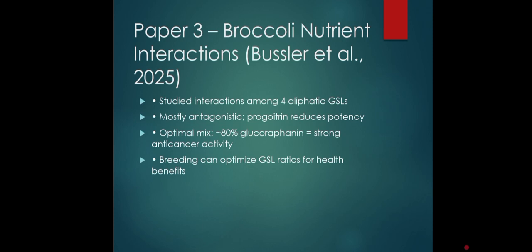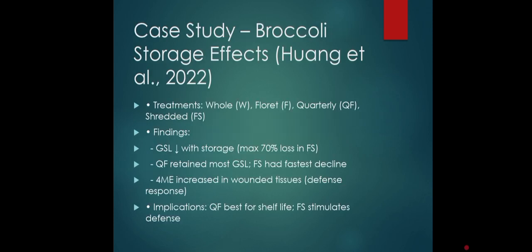However, an optimal balance containing around 80% glucoraphanin produced the strongest anti-cancer activity. The authors emphasized that plant breeding could be used to optimize glucosinolate ratios in broccoli and other crops to enhance their health promoting properties. Here is a case study about broccoli storage effects.